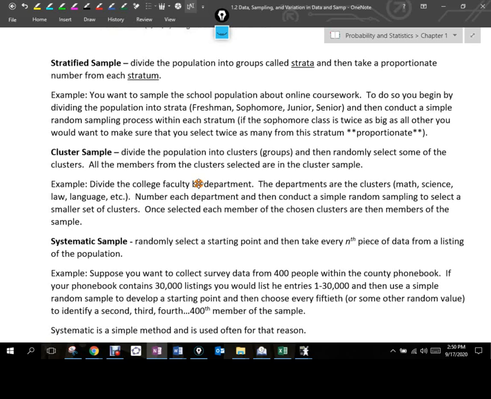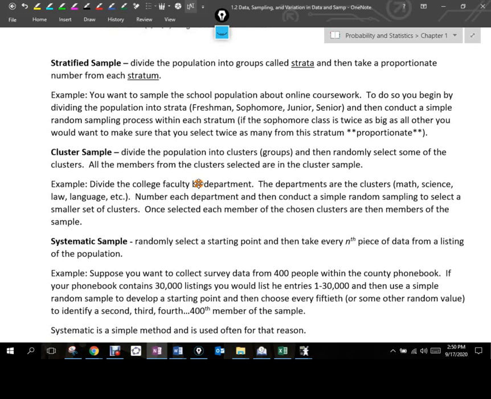Now we have what's called a cluster sample as well, okay? And it's very similar. It says divide the population into clusters or groups, and then randomly select some of the clusters, okay? Stratified meant that I was going to break them up into 4, 5, 6 strata or whatever, and then go into each one of those strata and pick out a small group out of each one of them. Does that make sense?